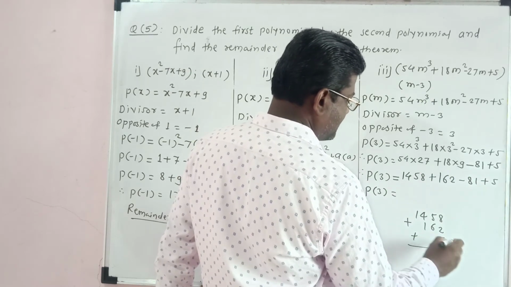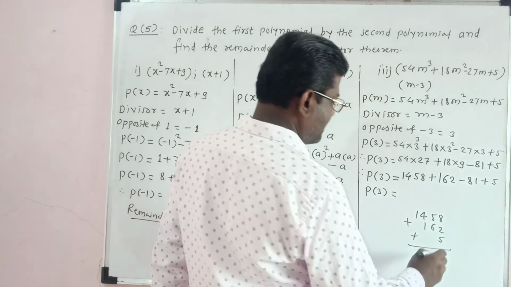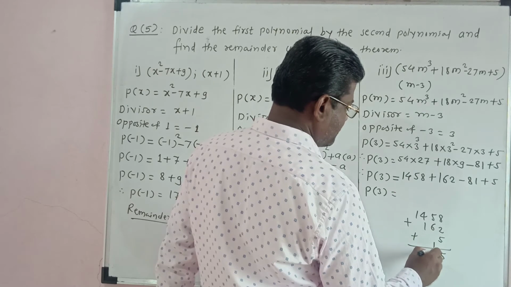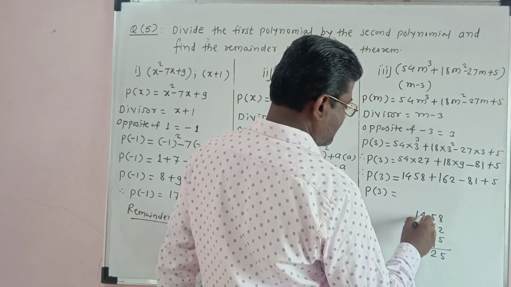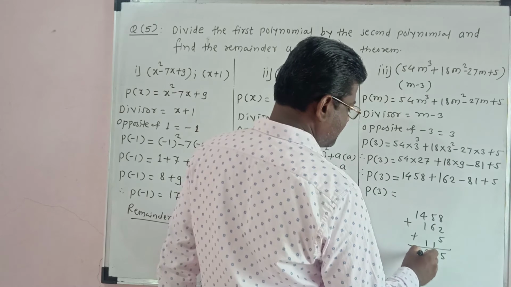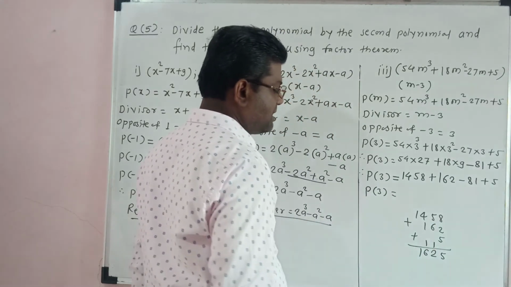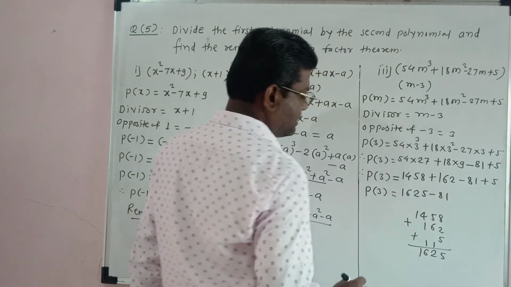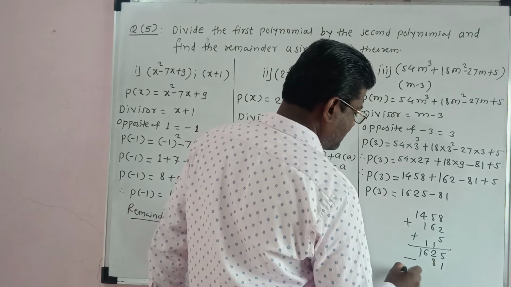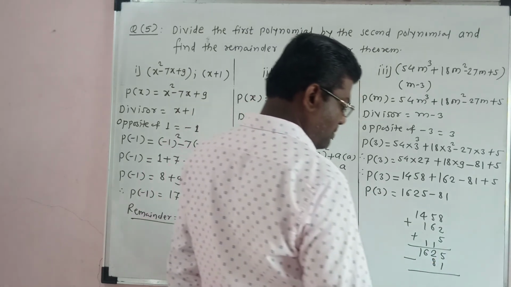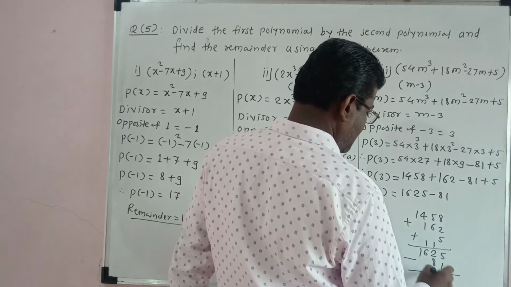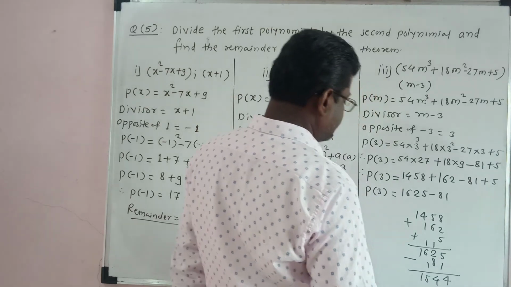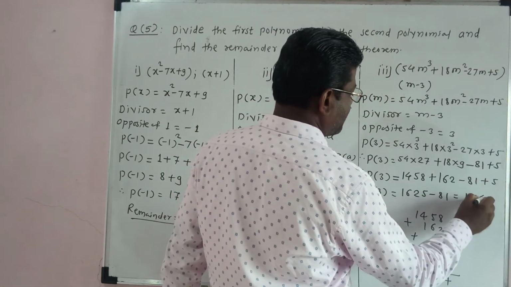So what will be their addition? 5 plus 2 is 7, 7 and 8 is 15, 6 plus 1 is 7, 7 plus 5 is 12, and 4 plus 1, 5 plus 1, 6, 1625. That is 1625 minus 81. If we subtract this 81 from the 1625, that will be 1544.